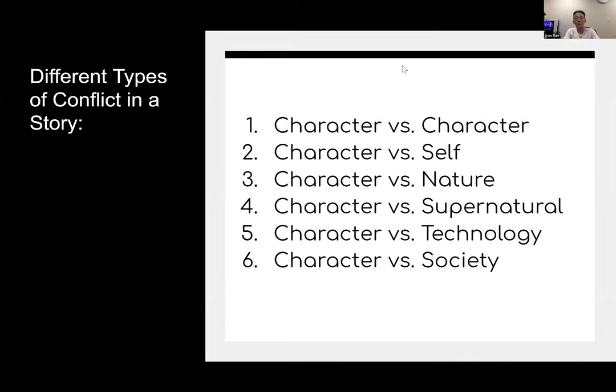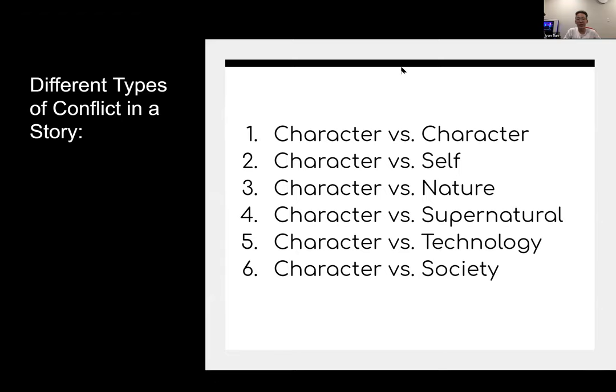Okay, so there are six general types of conflict in a story. First of all, there's character vs. character. In this type of conflict, the character is going against another character, for example, Batman going against the Joker.